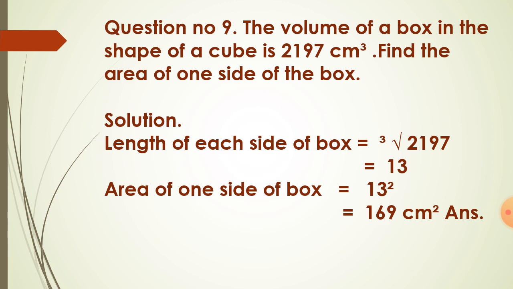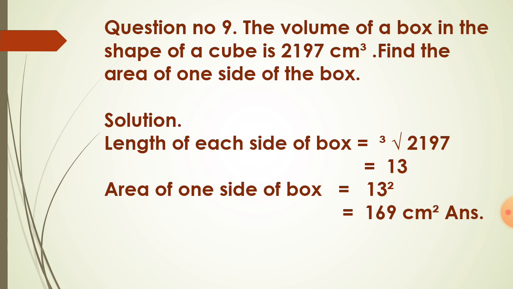Question number 9 is there. The volume of a box in a shape of a cube is 2197 centimeter cube. Since in the question you can see that it is written clearly that it is a cube, just remember that, and in the solution it will be easy to solve. Find the area of one side of the box.